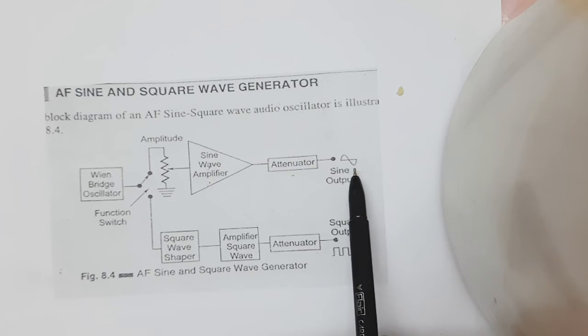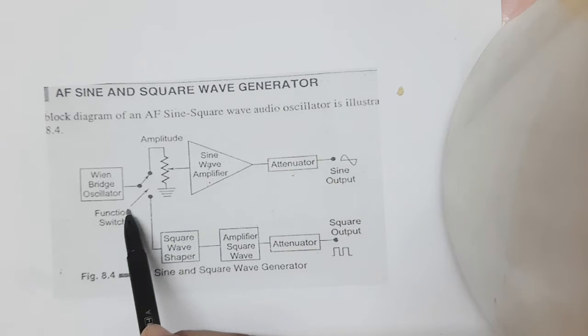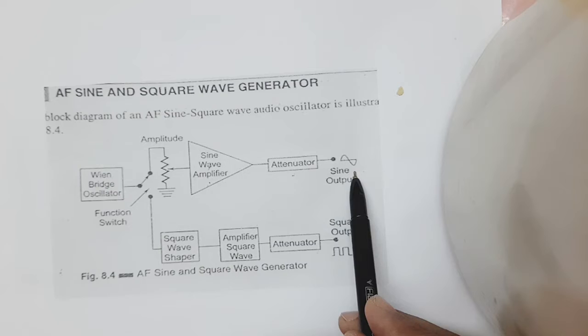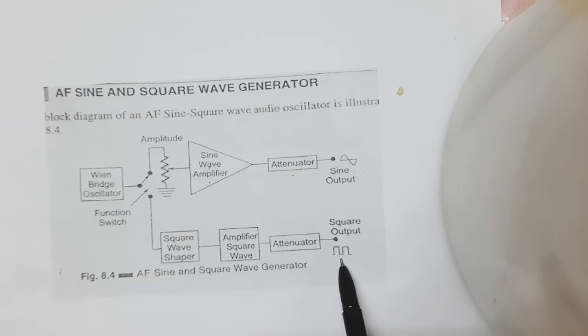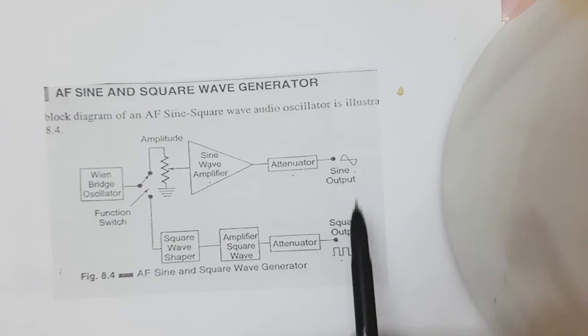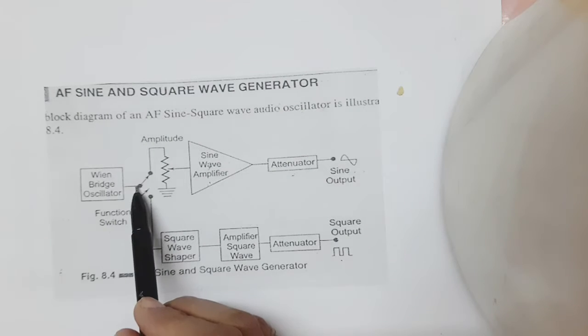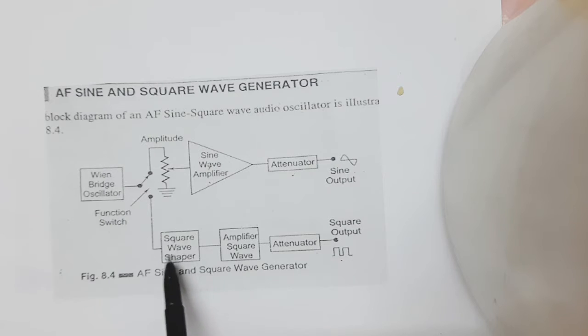The second way, if we are taking the sine wave from here, this is our functional switch. If this switch is connected here, we get the sine wave output. If this switch is connected here, then we get the square wave output. How does this sine wave convert into the form of a square wave? There is a square wave shaper. So when the switch is connected here, the sine wave is given to the square wave shaper.